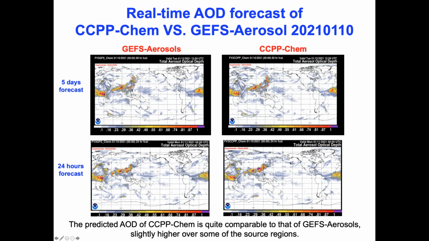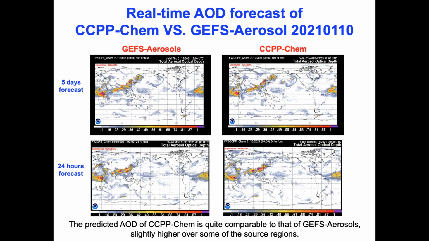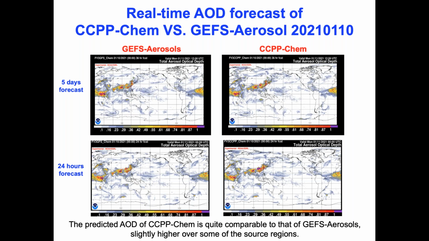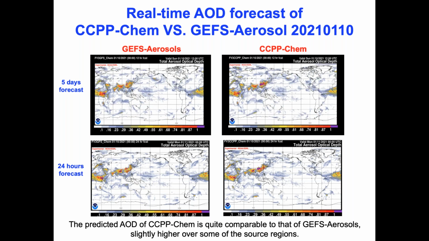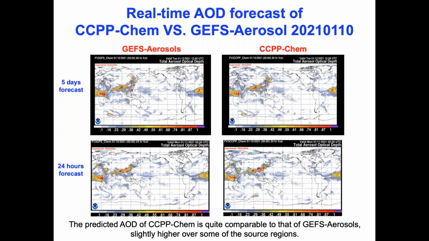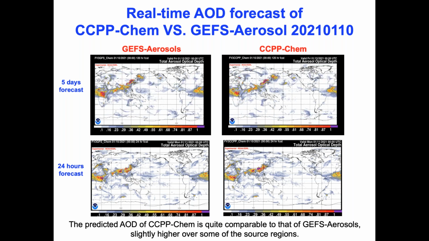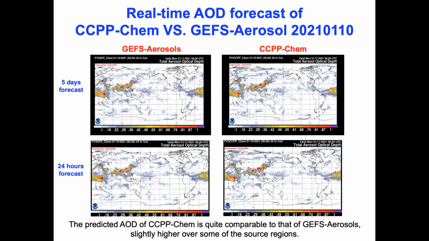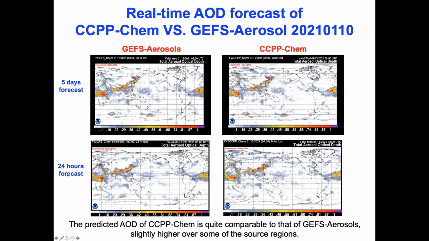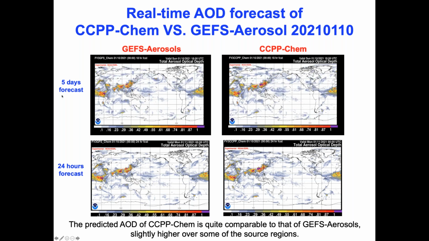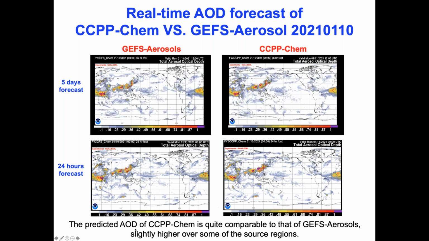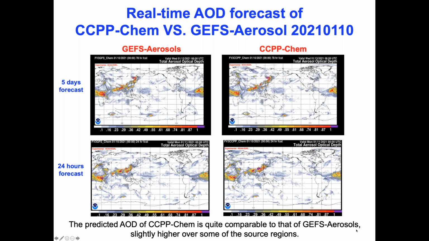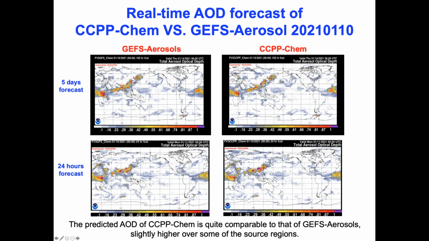We also have some real-time results using this CCPP version, the FV3 CCPP Chem, and let's compare with the GEFS aerosol result. This is the prediction from this year, January 10th, a 5-day forecast, and this one is a 24-hour forecast. From the animations of both the 5-day and 24-hour forecasts, we can see that the predicted AOD of the CCPP Chem is quite comparable to that of the GEFS aerosols.